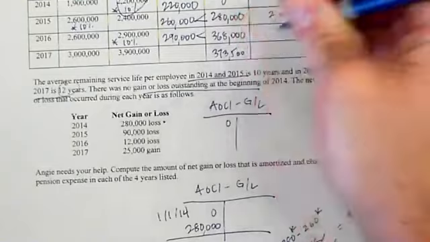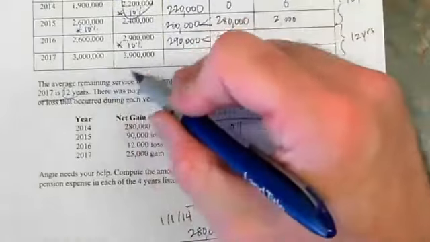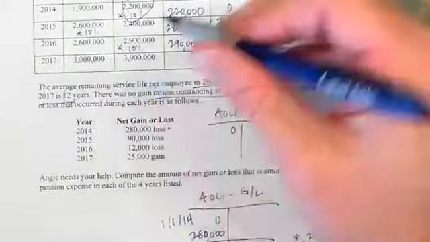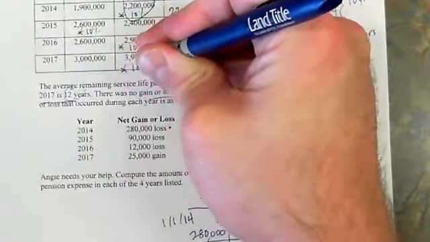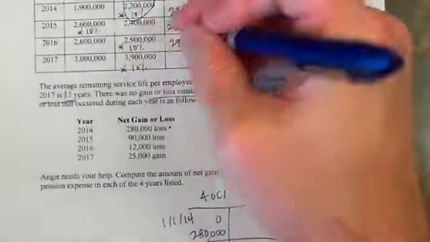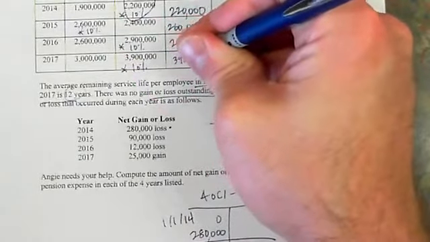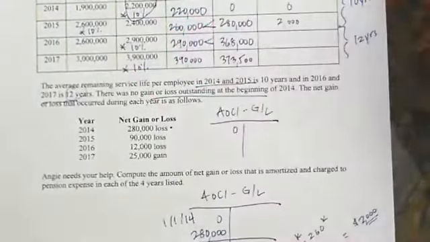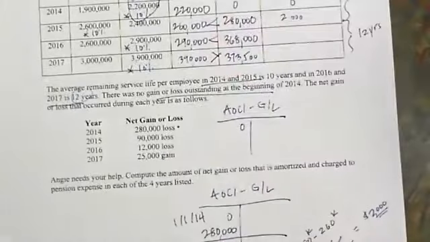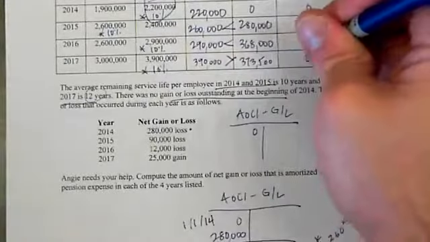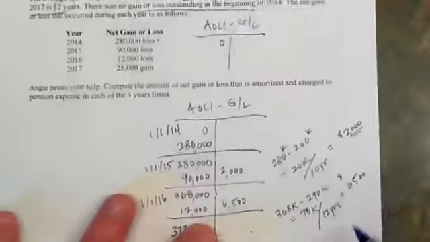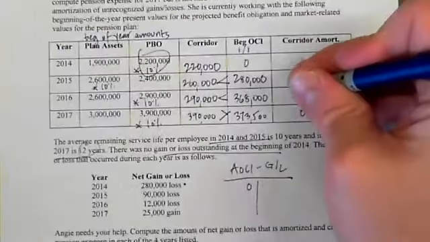However, when I go to calculate my corridor from the beginning of the year 2017 numbers, I have my PBO at 3,900,000 times 10%. Well, now that's 390,000, which is greater than the beginning balance, which means I had zero corridor amortization for this year. And remember, I had 6,500 for the prior year.